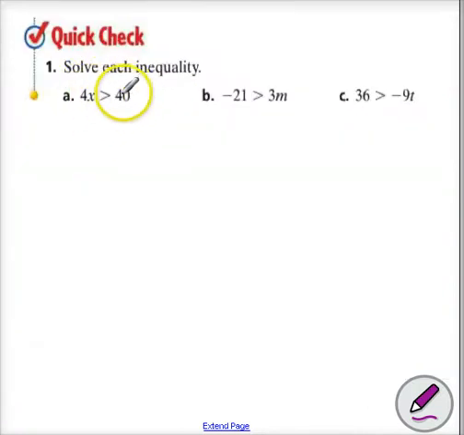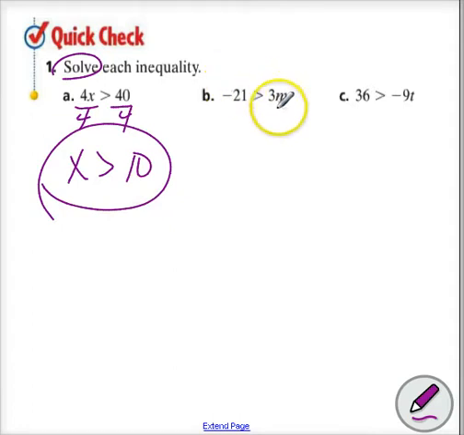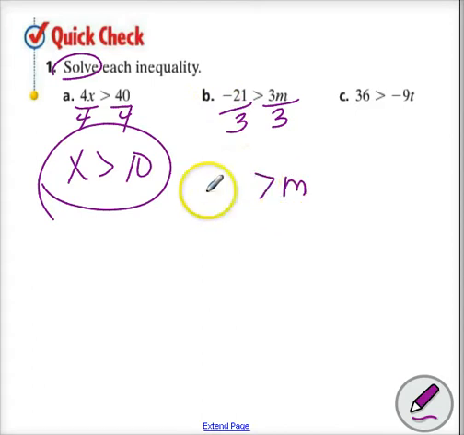4x is greater than 40. We just want to solve the inequality. Well, I'm going to do the opposite operation and divide by 4. X is greater than 10. It didn't tell me to graph, so I don't need to. All right, B. Here's an example where I see a negative. But to isolate M, I divide by a positive 3, so I don't need to change anything. M is less than negative 7.